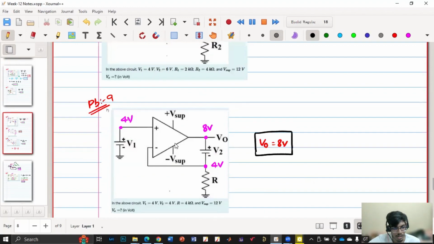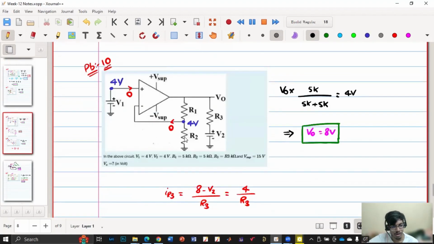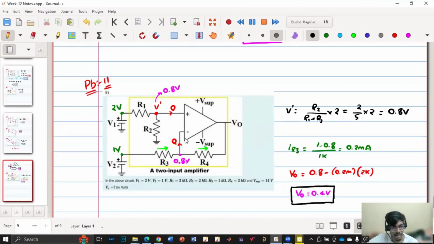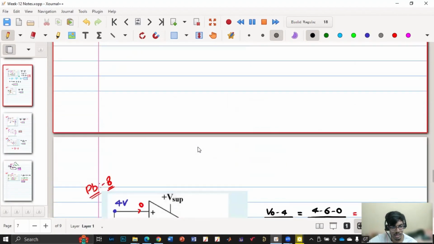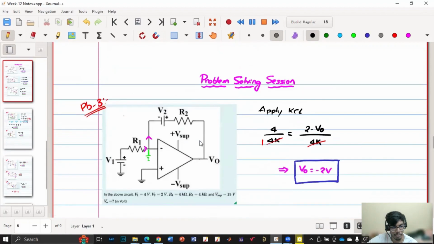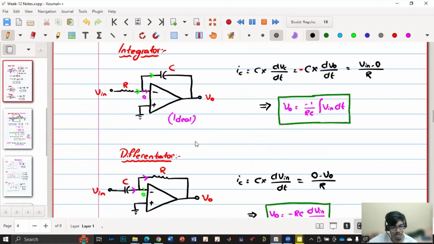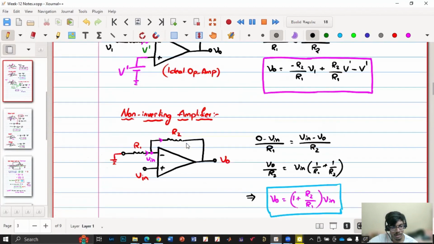The first question: when will it work like an amplifier and when will it work like a comparator? We have already discussed this over here. If the op amp has just two inputs, I have considered one example here.